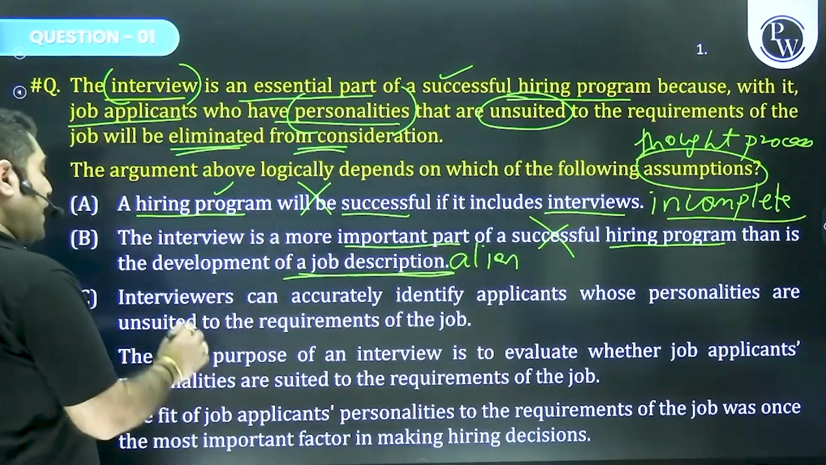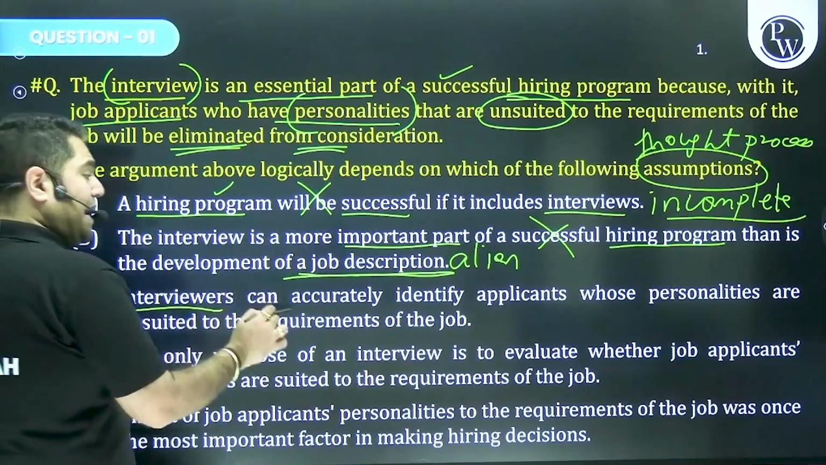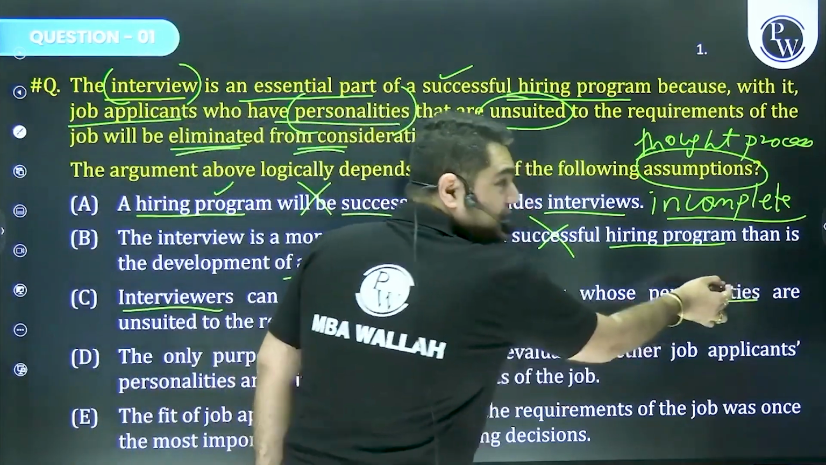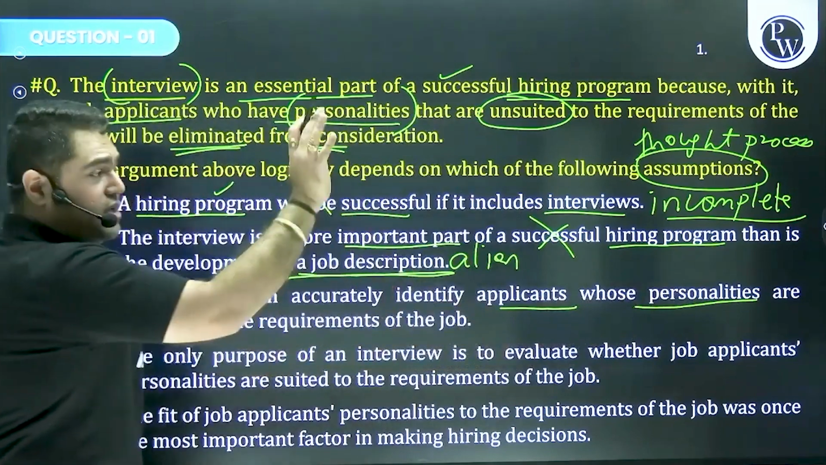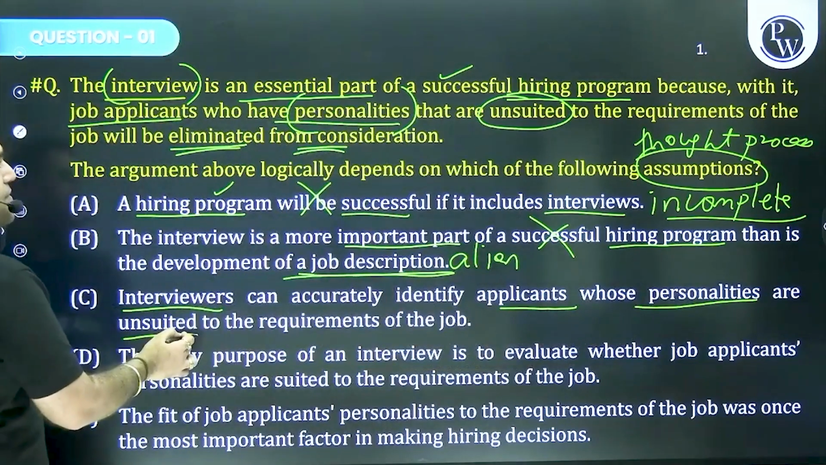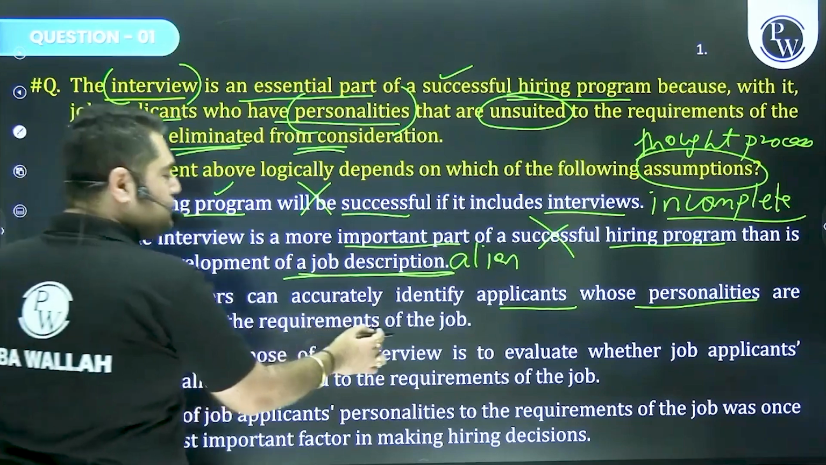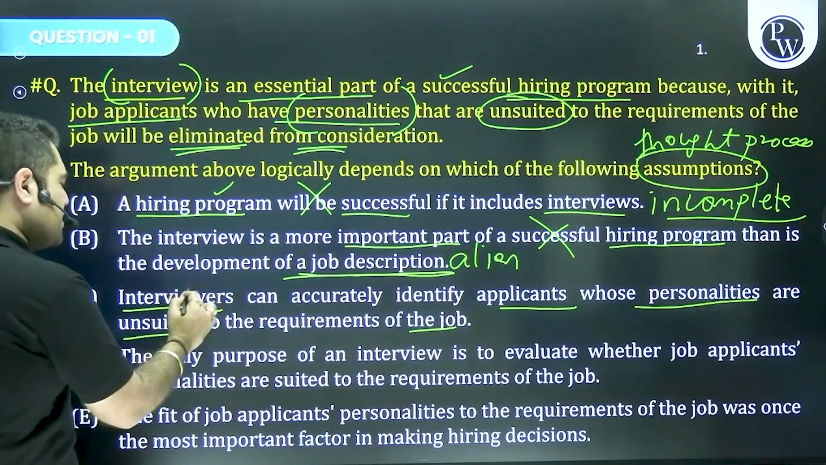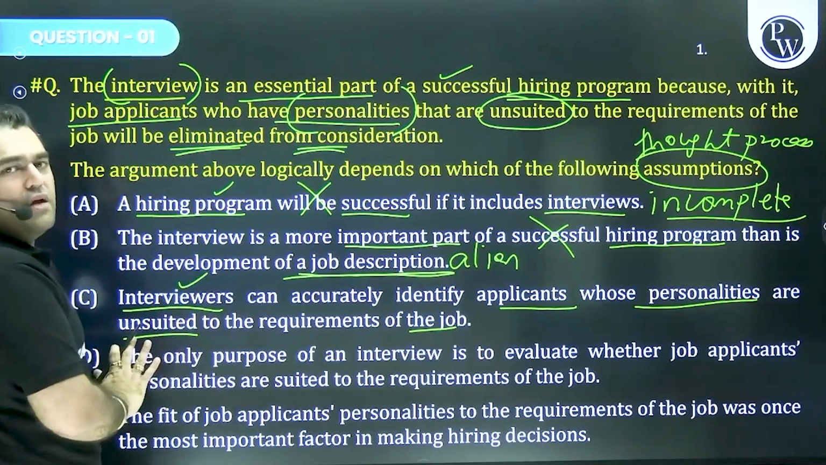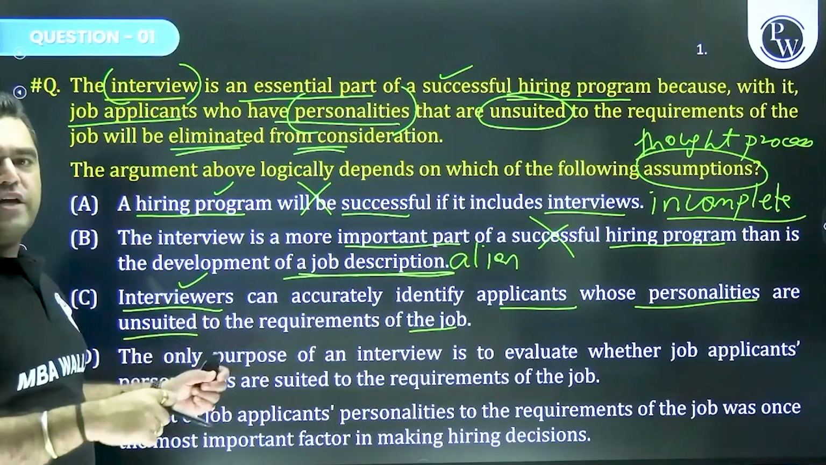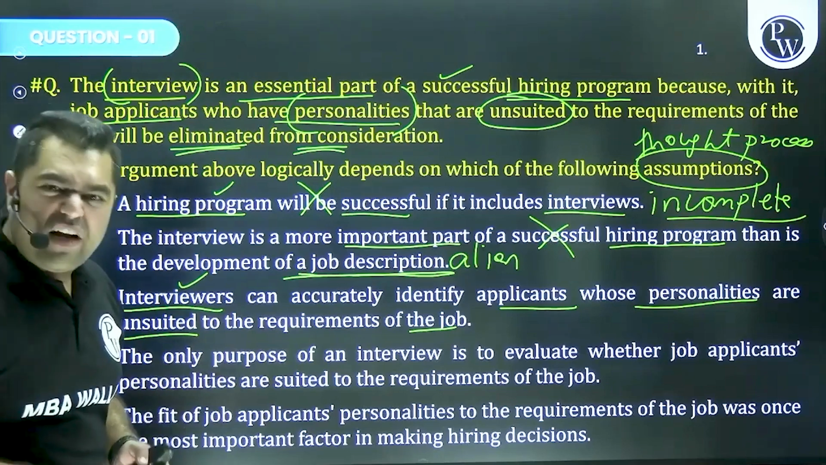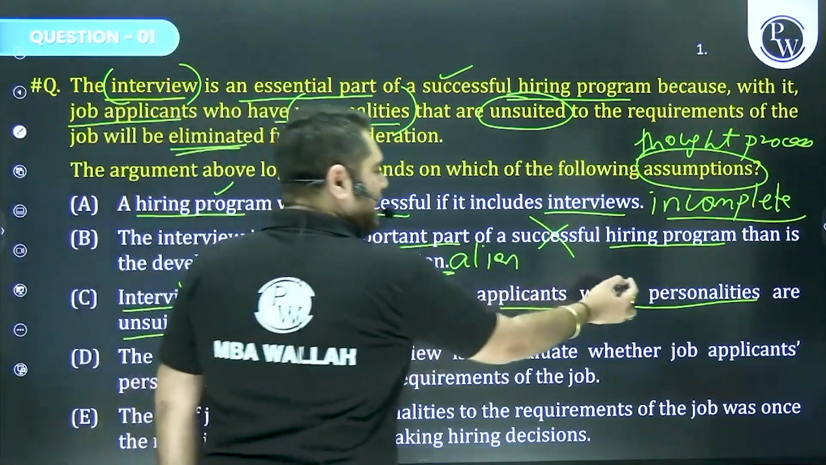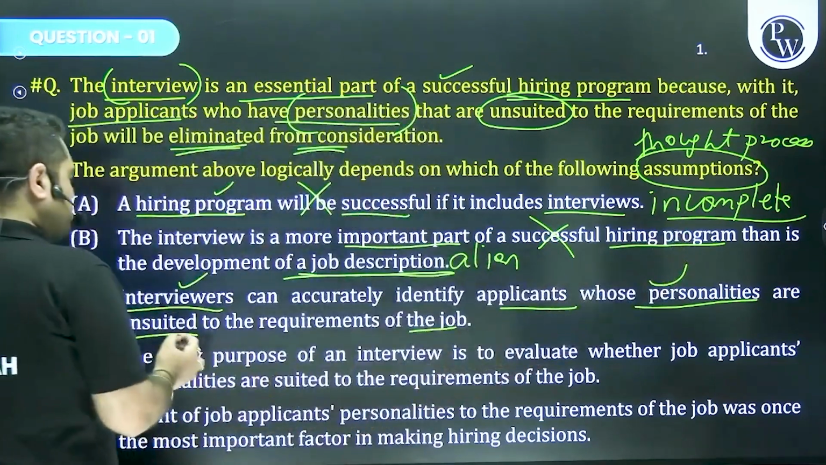Third, interviewers can accurately identify applicants whose personality, see keywords, only keywords I'm doing, nothing else, are unsuited to the requirements of the job. This is good, yeah. Now people, look at the keywords. Interviewers, meaning interview. Come on. You can also say, sir, cyclist, then cycle will be there, right? But now what will the cyclist do? So that is correct. Applicants' personalities has also come, and 100% unsuited.